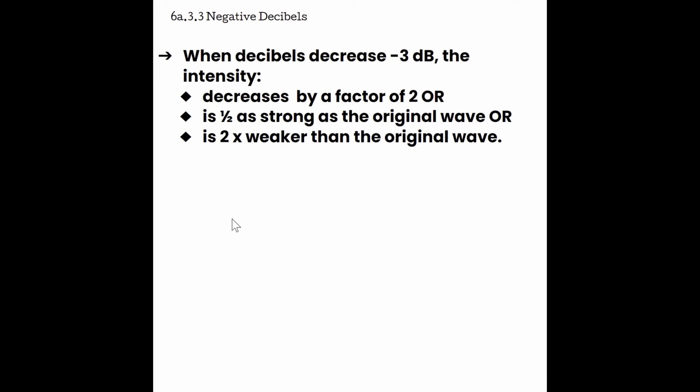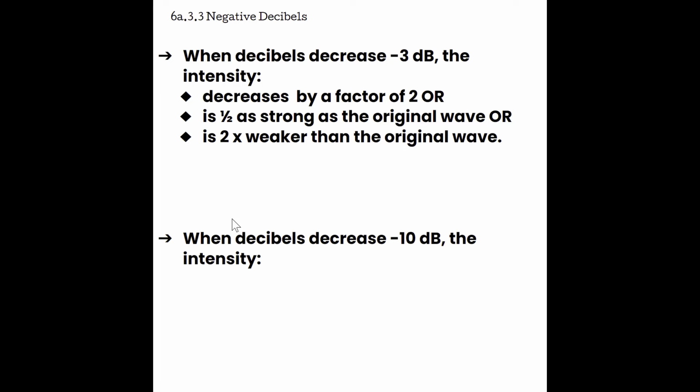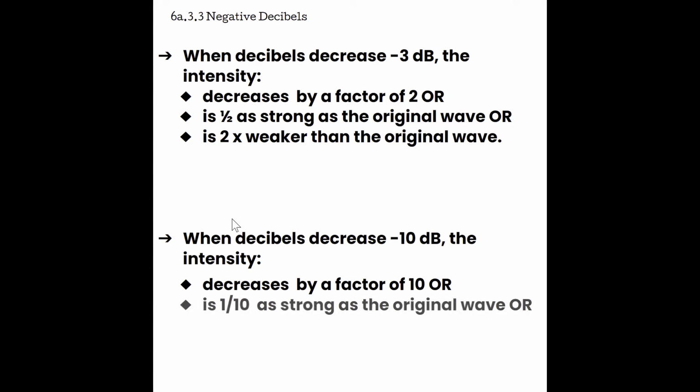So you can probably guess what our second rule is. When decibels decrease by negative 10 decibels, we're going to see the intensity decrease by a factor of 10, or we can say that it is 1/10 as strong as the original wave, or we can phrase it that it is 10 times weaker than the original wave. Again, all 3 of these phrases mean the same thing, that the intensity has decreased by that relative change, either by a factor of 10 or being 1/10 as strong.